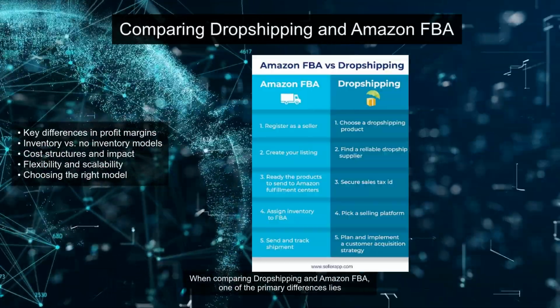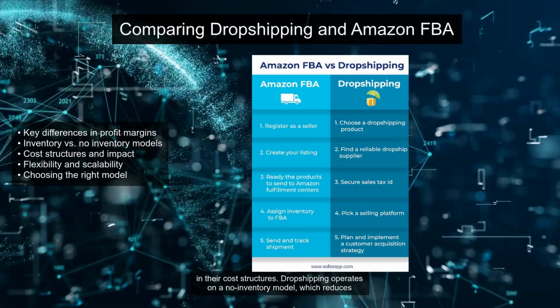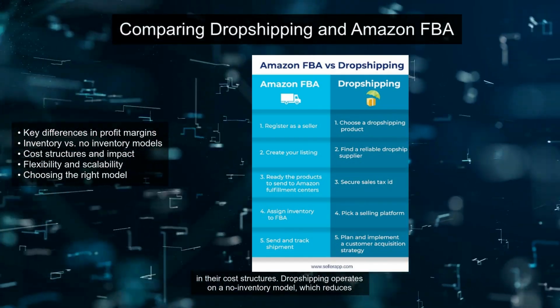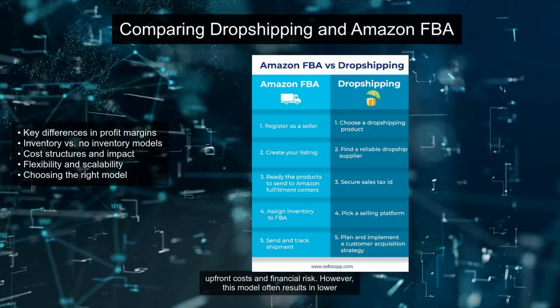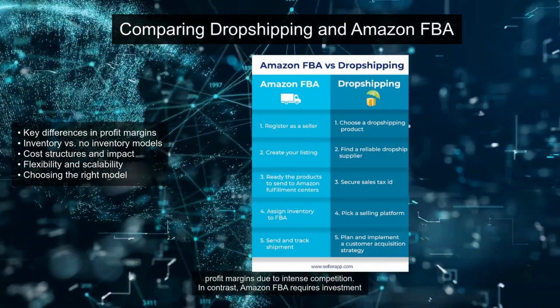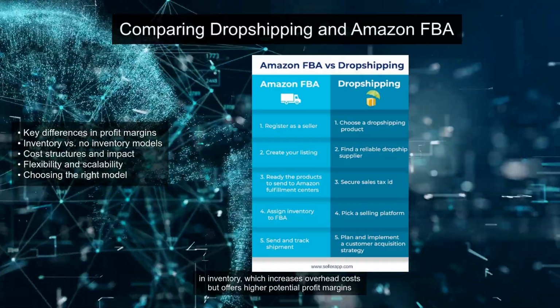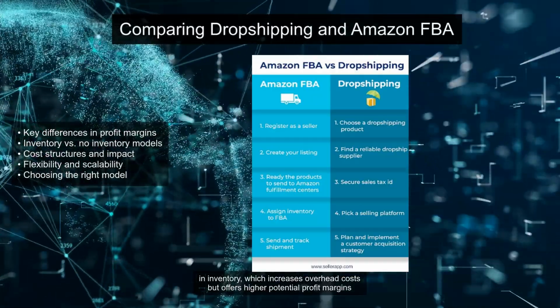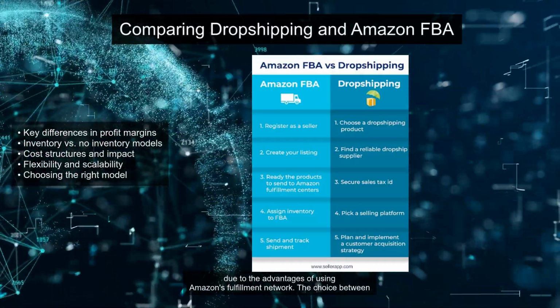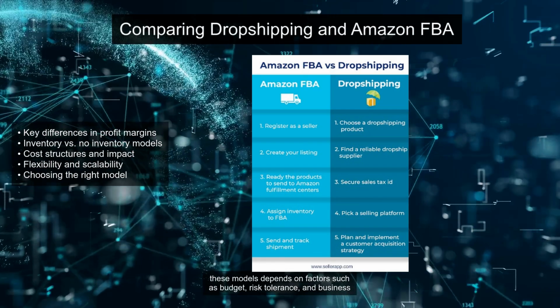When comparing dropshipping and Amazon FBA, one of the primary differences lies in their cost structures. Dropshipping operates on a no-inventory model, which reduces upfront costs and financial risk. However, this model often results in lower profit margins due to intense competition. In contrast, Amazon FBA requires investment in inventory, which increases overhead costs but offers higher potential profit margins due to the advantages of using Amazon's fulfillment network.